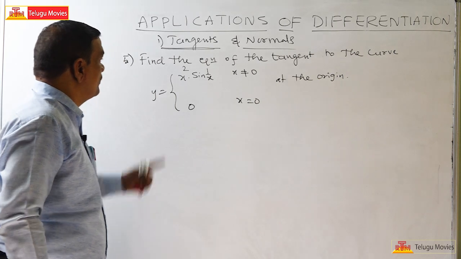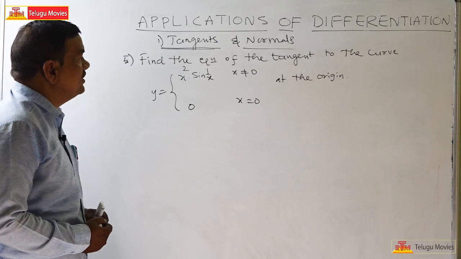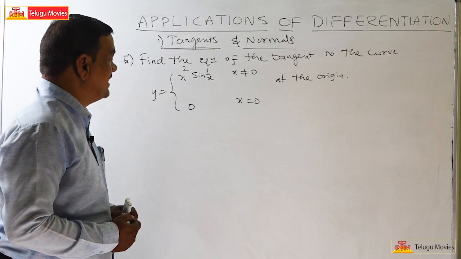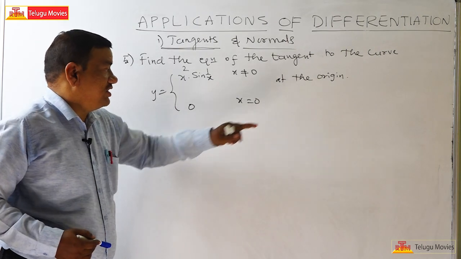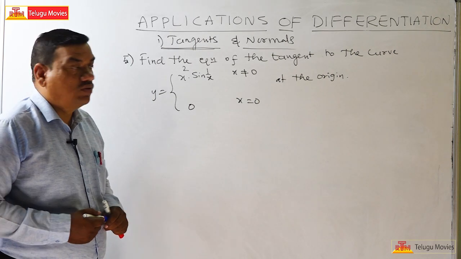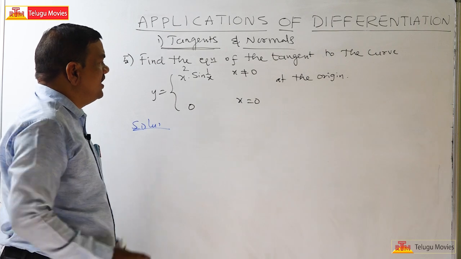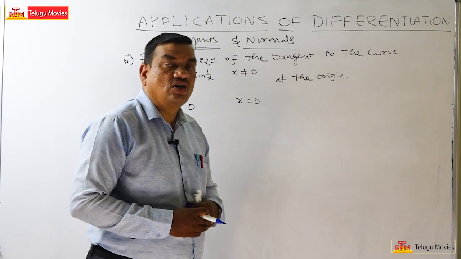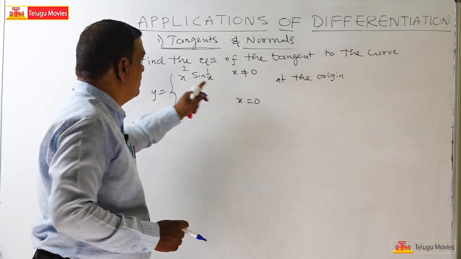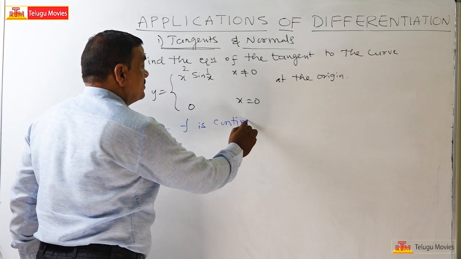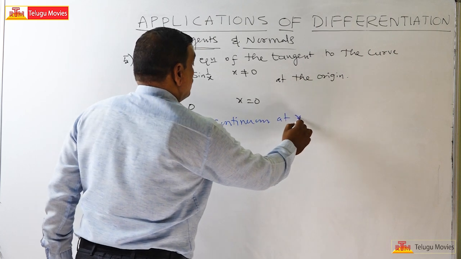Welcome to this problem. Find the equation of the tangent to the curve y is equal to x square into sine of 1 by x, where x not equal to 0, and y is equal to 0 if x is equal to 0, at the origin. Okay, now, so let us take the solution. So clearly the function is continuous at point x is equal to 0. F is continuous at x is equal to 0.